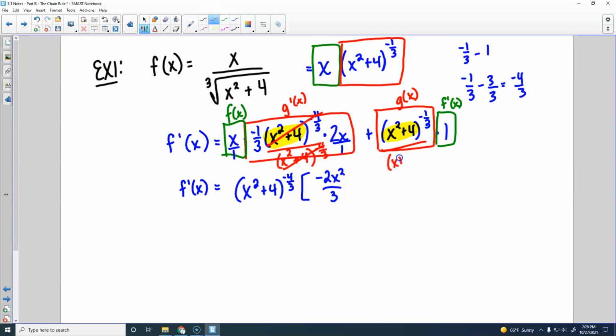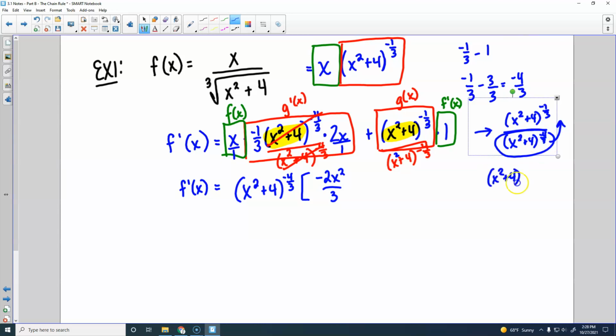And then over here, you're also dividing by x squared plus 4 to the negative 4/3. I'm going to do this over to the side here. You've got x squared plus 4 to the negative 1/3 over x squared plus 4 to the negative 4/3. And you're taking this and moving it up to the top, which is x squared plus 4 to the negative 1/3 times x squared plus 4 now to the positive 4/3. And if we add our exponents, x squared plus 4 to the first power.